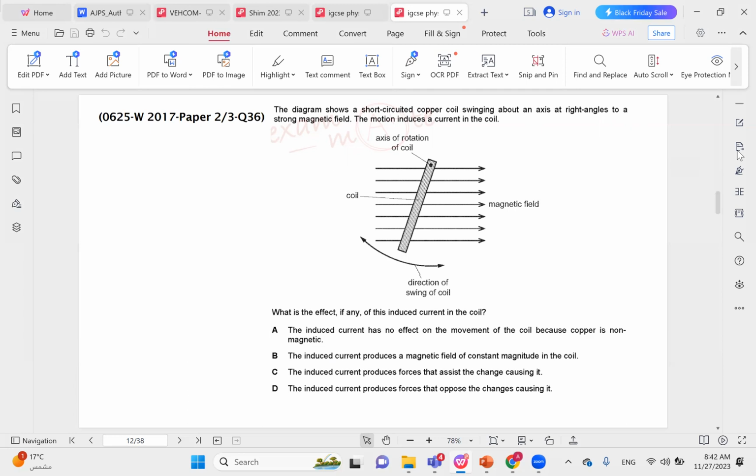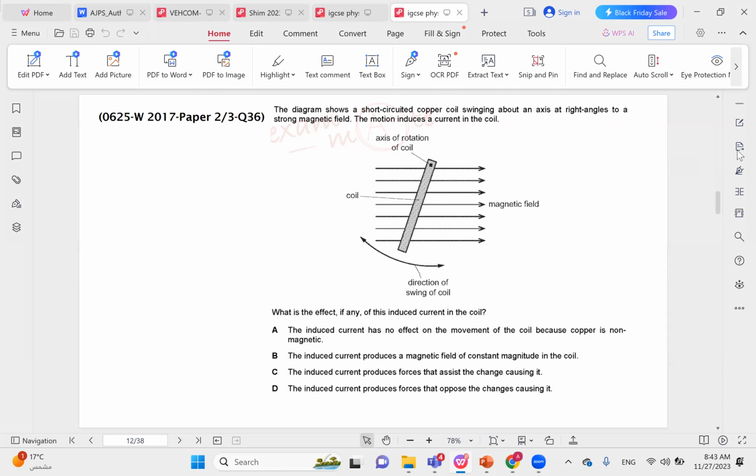What is the effect, if any, of this induced current in the coil? The induced current has no effect on the movement of the coil because copper is non-magnetic. The induced current produces a magnetic field of constant magnitude in the coil. The induced current produces forces that assist the change causing it. The induced current produces forces that oppose the changes causing it.